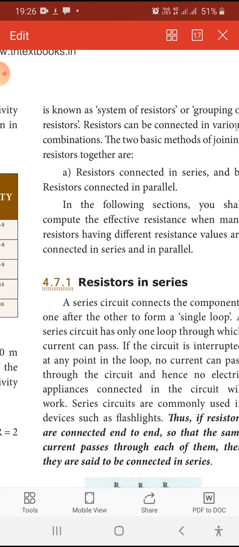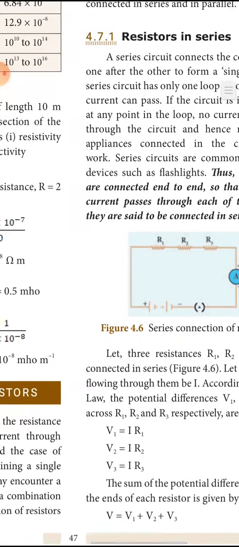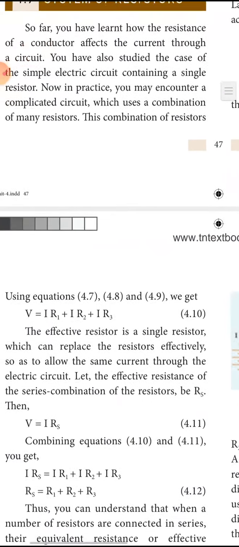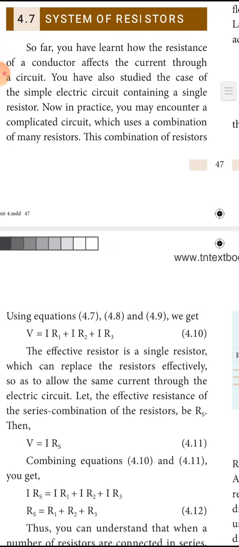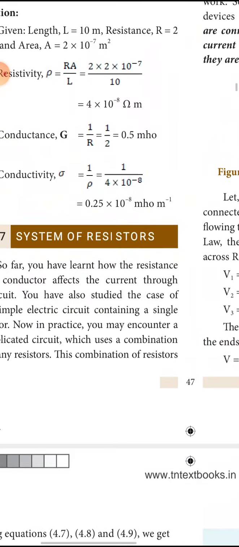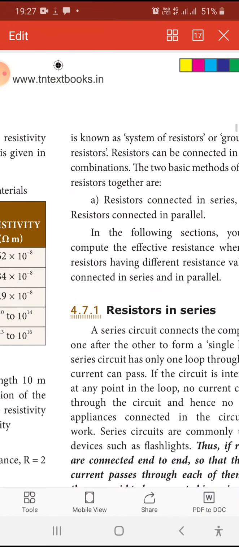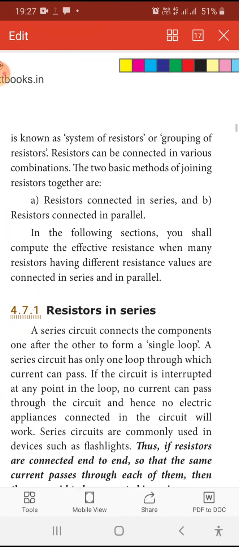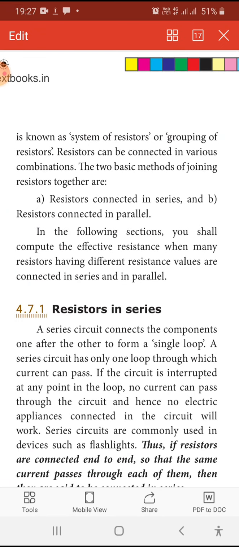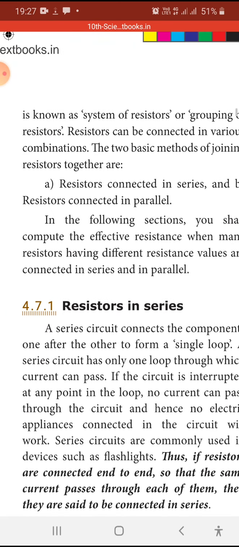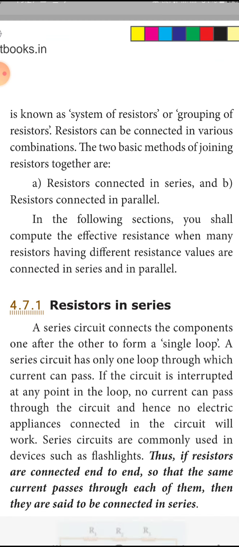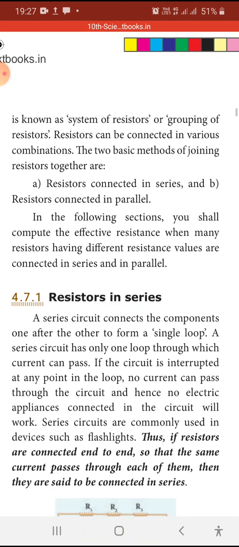Resistors can be combined in two ways: parallel and series connection. A combination of resistors is known as a system of resistance, or a grouping of resistances.